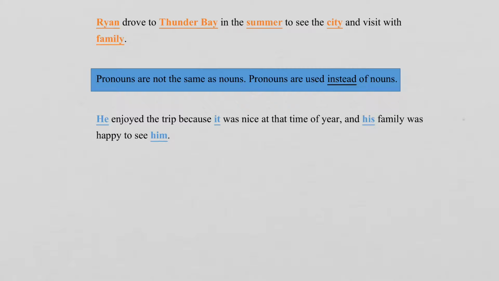So you notice how in this first sentence I talk about Ryan. I just mentioned him. So when I use the pronoun he, it makes sense because I know who he is. I just mentioned that he is Ryan. So Ryan is a proper noun and he is not a noun at all. He is a pronoun that's being used instead of a noun.